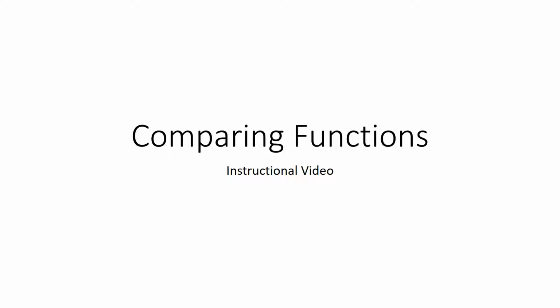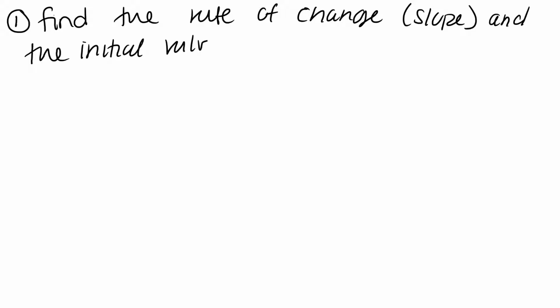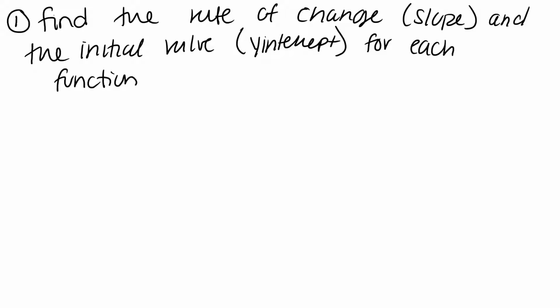This is an instructional video on how to compare two or more functions. So when we're comparing functions, we first need to find the rate of change. Remember, that's the slope. And you also need to find the initial value. Remember, that's also called the y-intercept for each function. Meaning, if you have two functions, then you're going to have two rates of change and two initial values. If you have four functions, you're going to have four rates of change and four initial values.